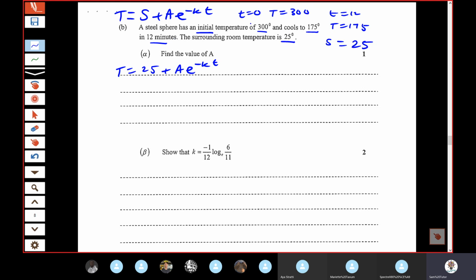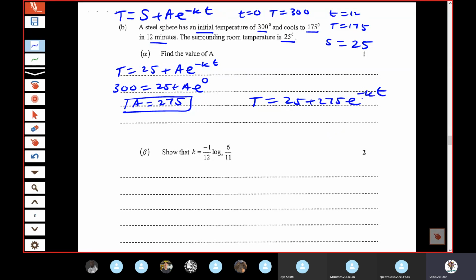Then I said, usually you're going to find A, just like your 11 advanced questions, by substituting your initial condition. So when temperature is 300, e to the 0, e to the 0 is 1. Therefore, A becomes 275. Then your new equation, that's A. But then we always like to write it like this. There it is. And obviously, how are you going to find k?